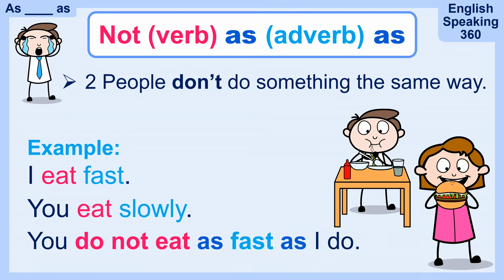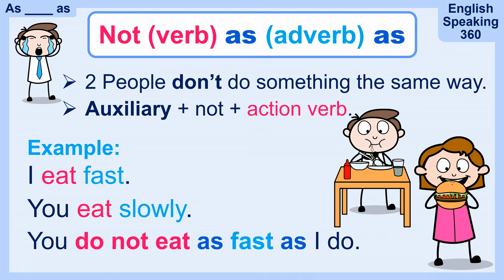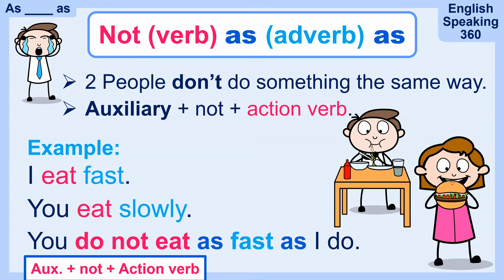You do not eat as fast as I do. Here, you need the auxiliary, not, and the action verb together. You do not eat. Of course, you can use the contraction. You don't eat as fast as I do. Fast is your adverb. And finally, we have the auxiliary, do. Here, the do is quite necessary because you can say, you do not eat as fast as I. But that is super formal. That's kind of an old way of talking. So I don't want you to do it. But you don't eat as fast as I do is very common.